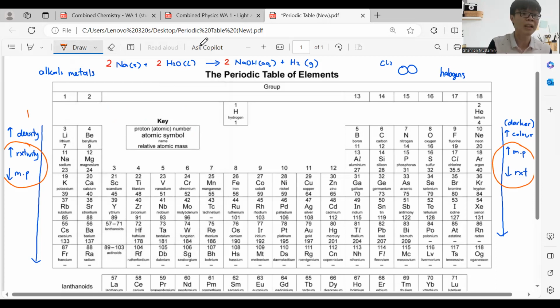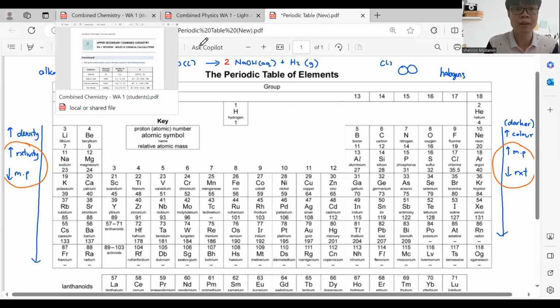The odd trends, density and color, both are the same. So for the periodic table chapter or some of the chemistry chapters, one of the skills ideally is how can you consolidate all the information such that you have fewer things to memorize. That's one way to study. Okay, then we look at the chemistry notes over here.